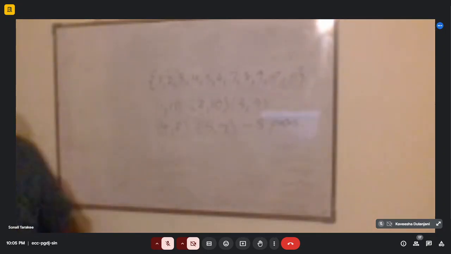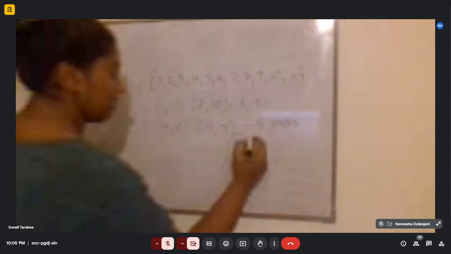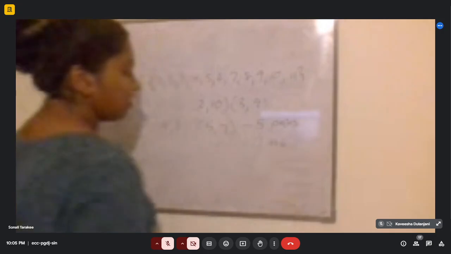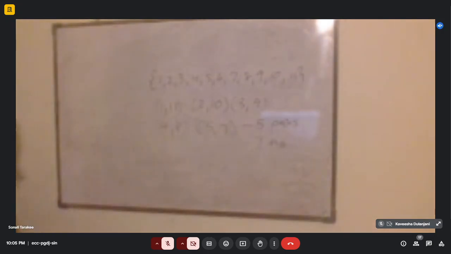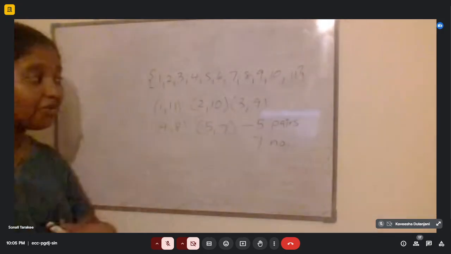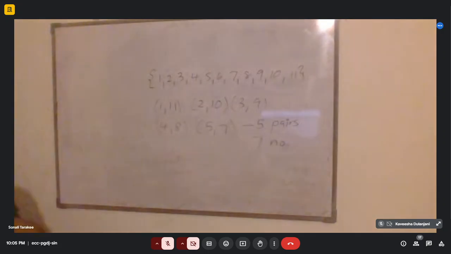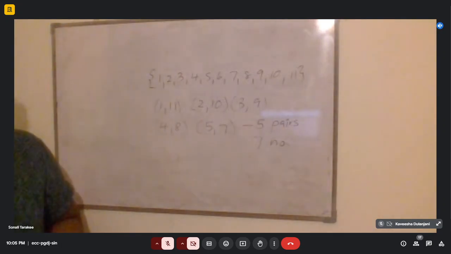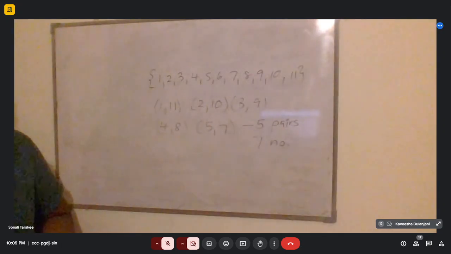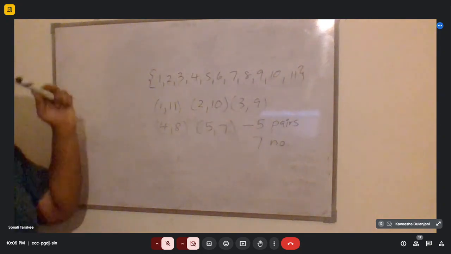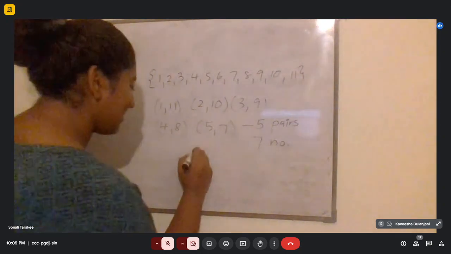Then they are saying Mala selects 7 numbers. So there are 7 numbers and 5 pairs. So the theory used here is the pigeonhole principle. The pigeonhole principle means if there are more pigeons than pigeonholes, at least one pigeonhole must contain more than one pigeon. If you understand, it's like this.